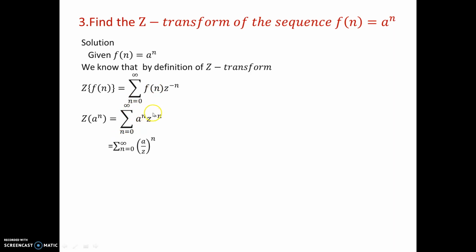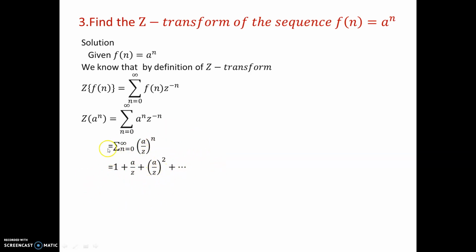Combine these two n. We get a z power minus n, which can be written as 1 by z power n. We write a by z the whole power n. Expand the summation. We get n equal to 0: a by z the whole power 0, and anything power 0 is 1. Put n equal to 1. We get a by z the whole power 1 plus a by z the whole square plus etc.